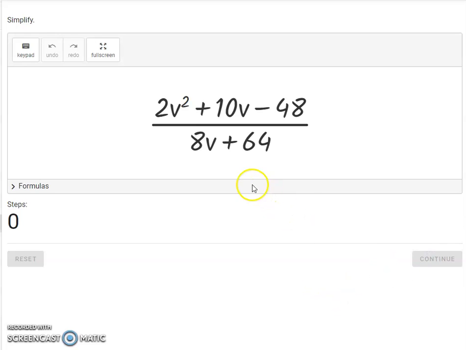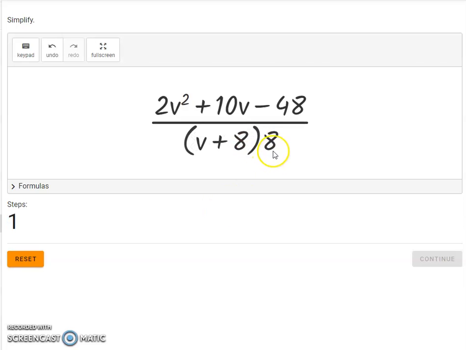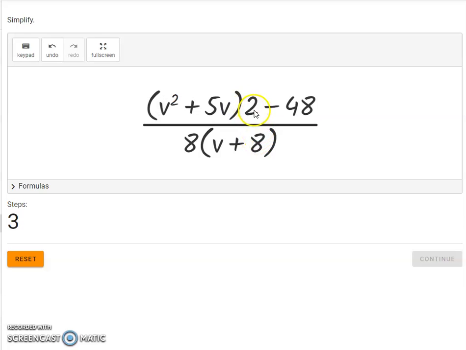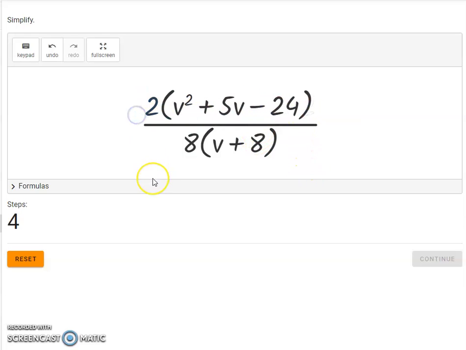And then our last problem, I'm going to start with the denominator since there are only 2 terms. 8 and 64 have a common factor, so I can remove that and get 8 times v plus 8. Up here I notice that all 3 of these numbers are even, so I'm going to factor out the 2 out of the 10 and out of the 48. So I end up with this 2 times this quadratic. Hopefully in this quadratic one of the factors is v plus 8. That will allow us to factor the v plus 8 over v plus 8.